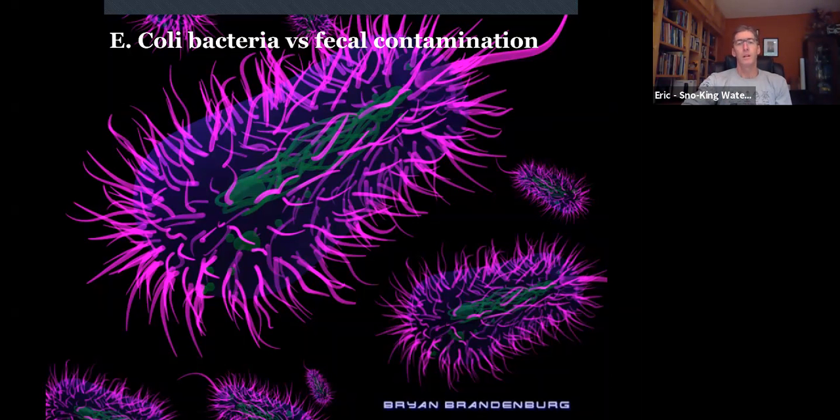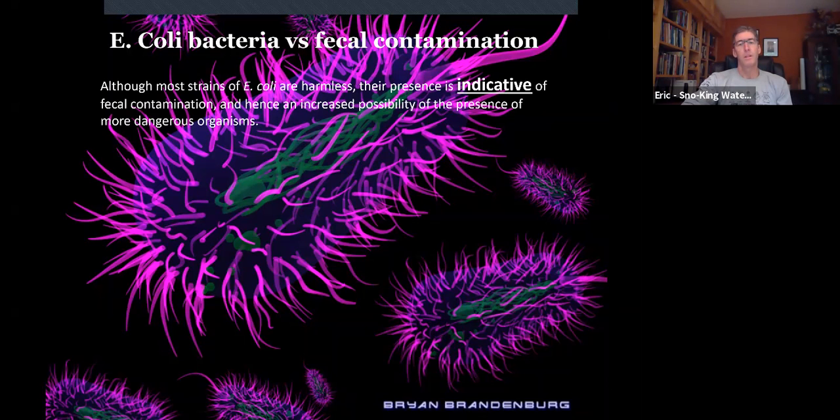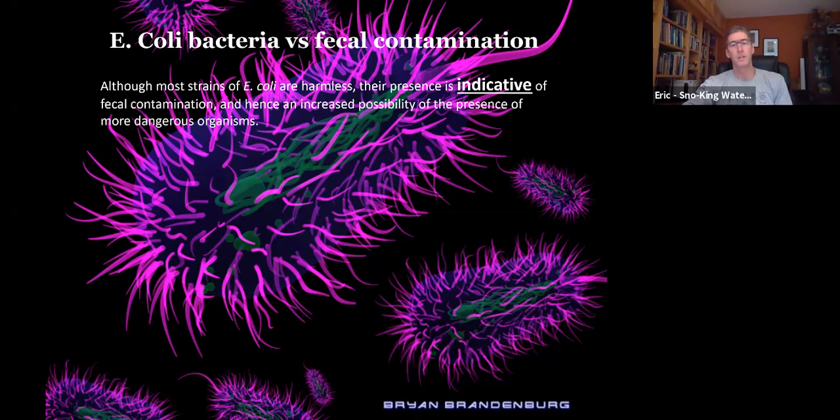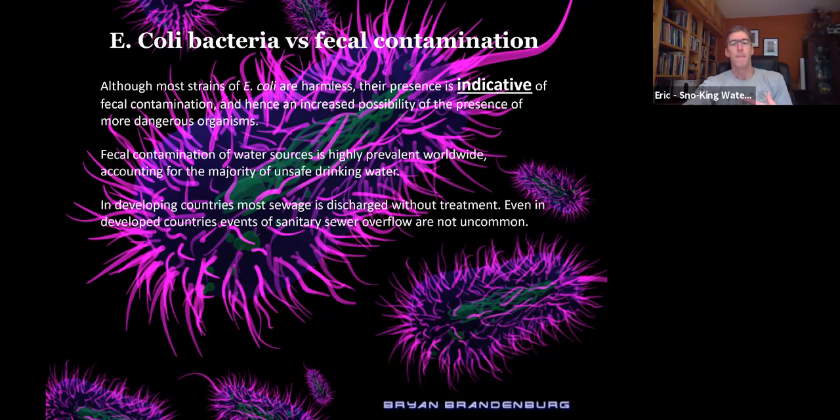So E. coli is the thing that we're testing for. E. coli is indicative of fecal contamination, but it isn't necessarily 100% certain that it means fecal contamination. So when we see high E. coli, it indicates likely high fecal contamination, but it isn't necessarily synonymous with that.